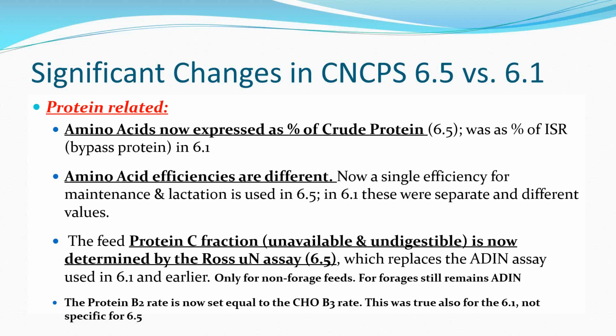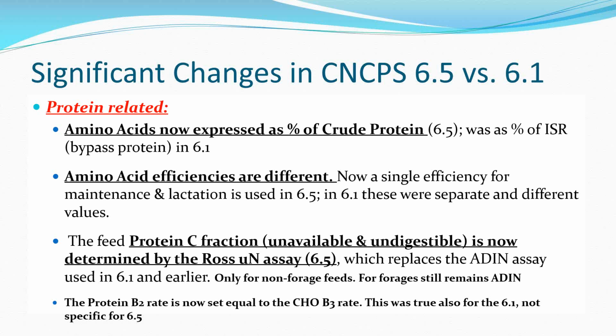And work at Cornell in the Van Amburgh lab has shown that the use of this assay to determine the undigestible fraction, that protein C fraction, can really make a difference in some cases in the prediction of the available protein to the animal. For forages, because they do contain fiber, the original acid detergent insoluble nitrogen, so the nitrogen that's bound to the ADF fraction, remains an estimate of the unavailable nitrogen.